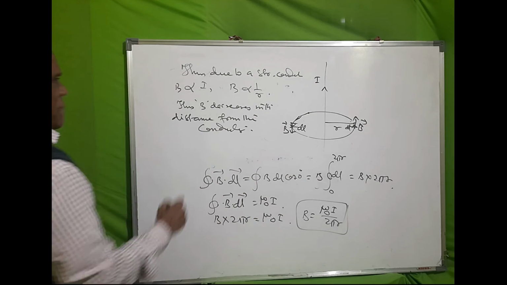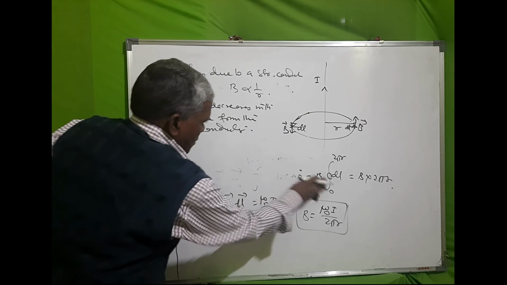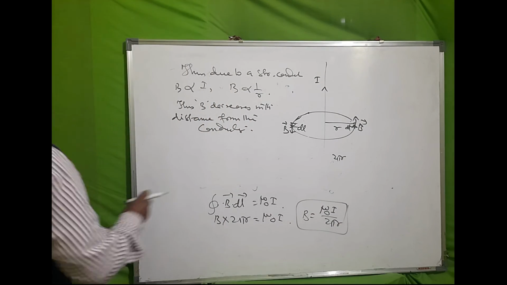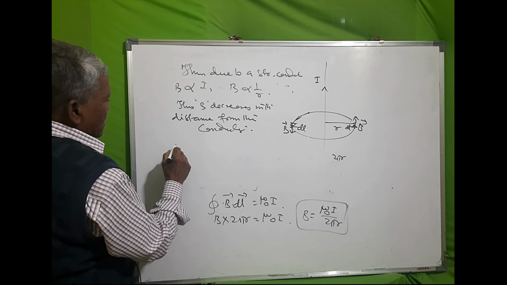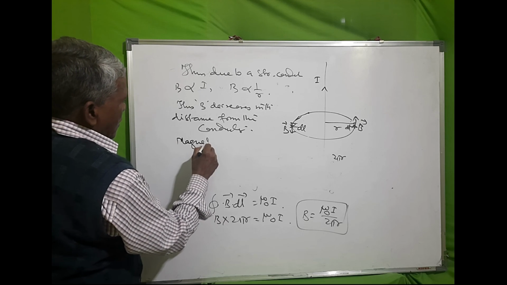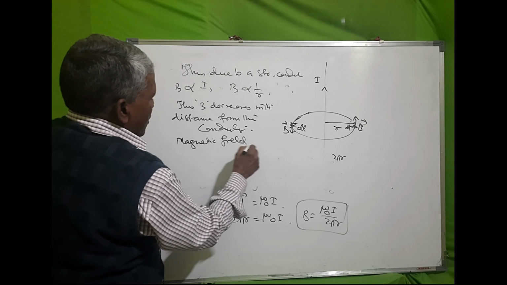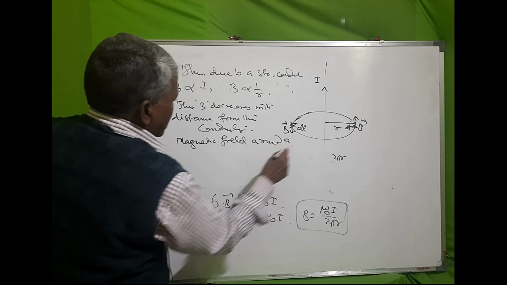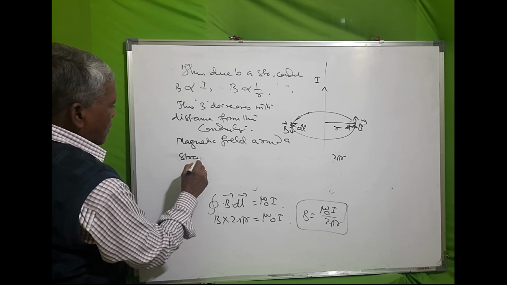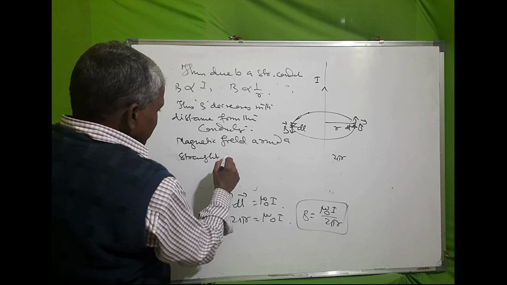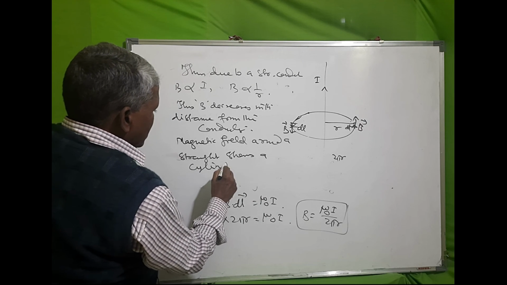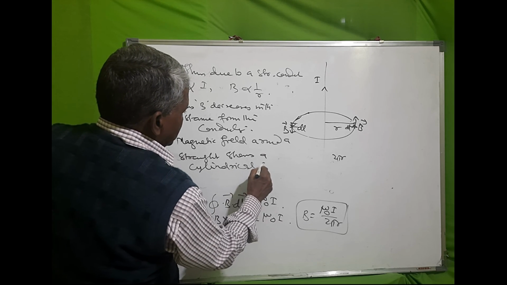So the magnetic field possesses a spherical or cylindrical symmetry. So the magnetic field around a straight conductor shows a cylindrical symmetry.